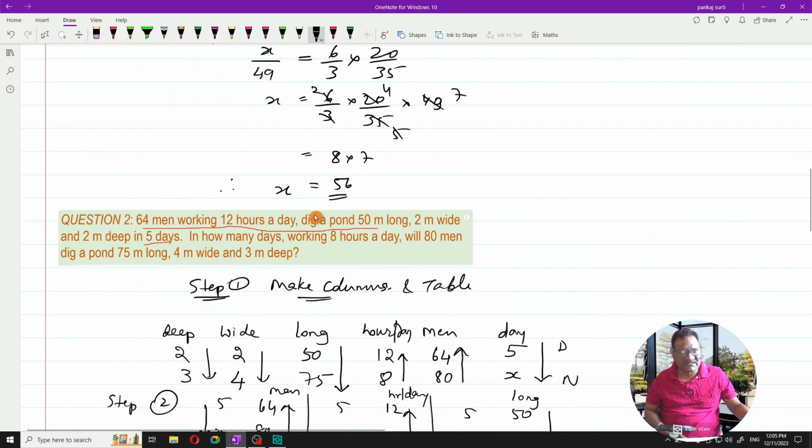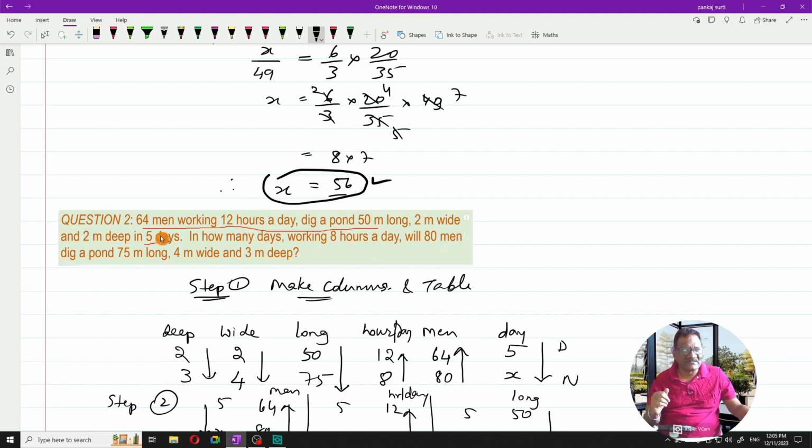So I suppose you must have understood this first question, although it was a bit confusing. But then let us do one more problem so that the algorithm becomes very clear to you. So shall we move on to the second question?